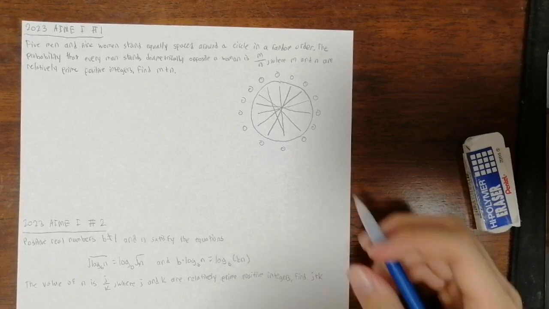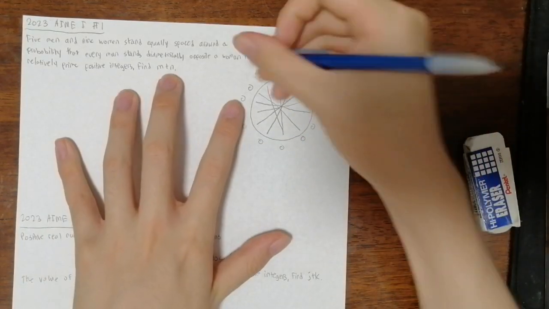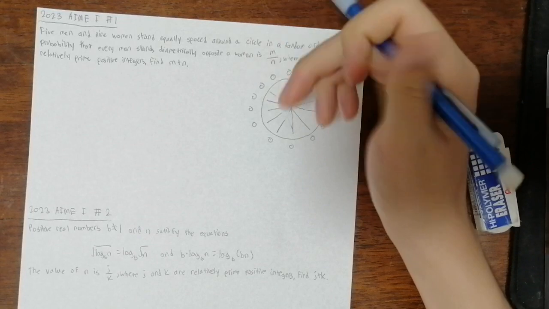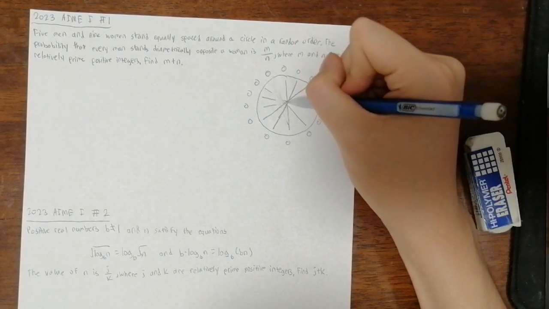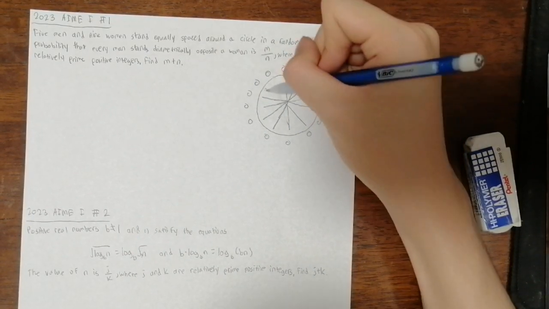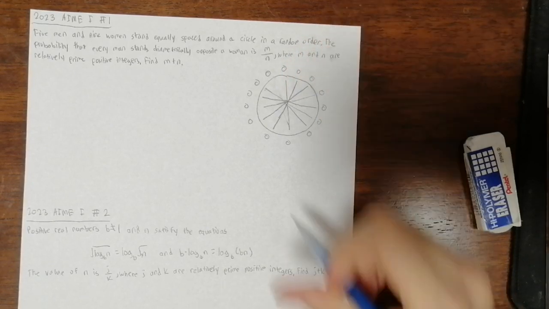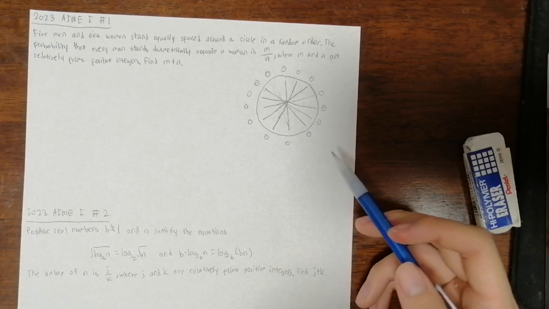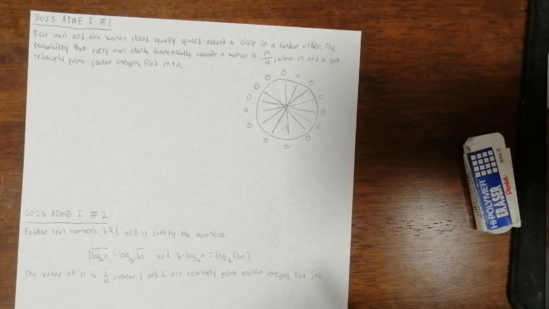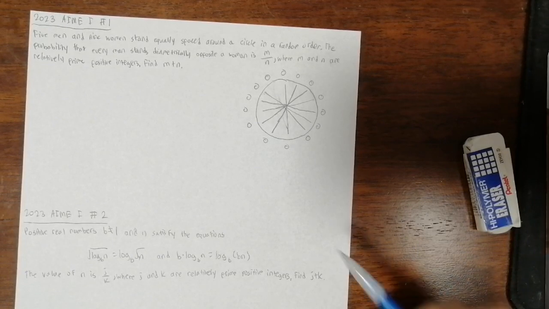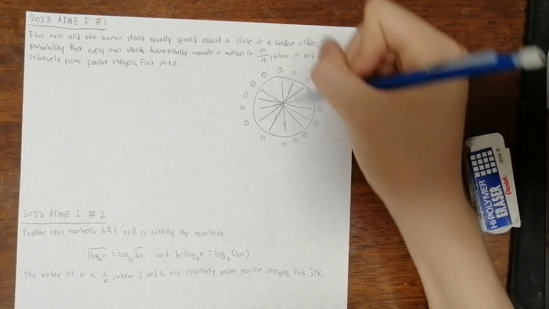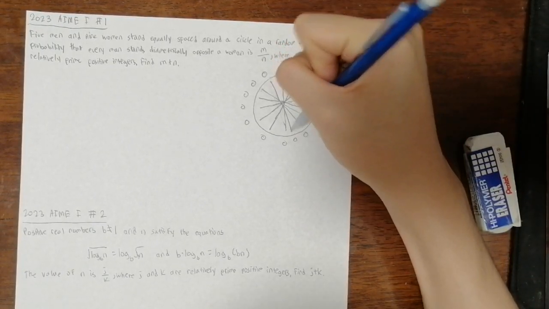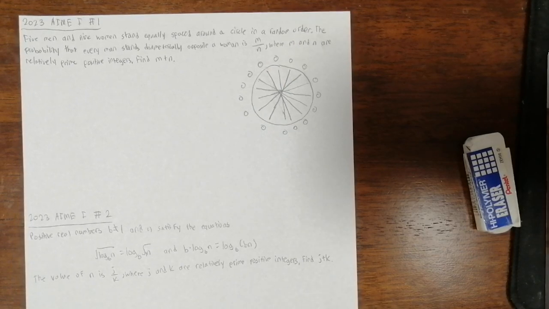Actually, I might have forgotten one. This diagram's kind of bad, but you get the point. This one should just be connected to here. I think I forgot one, but basically the idea is that since we have 14 people, we're going to have 7 pairs of diametrically opposite people since they're equally spaced around the circle.